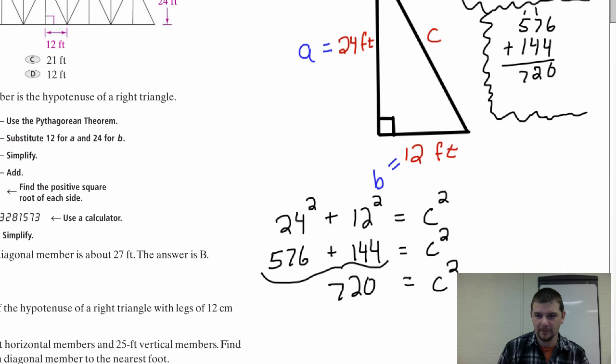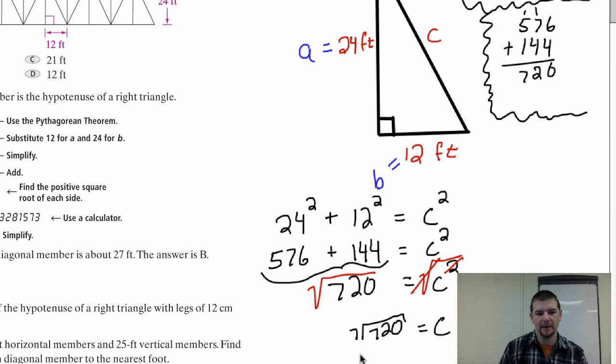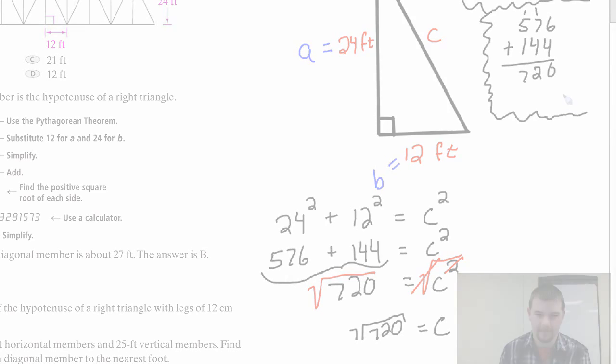And now it's time to use some algebra to perform inverse operations. And again, the inverse of squaring is to apply the square root. The square root of c squared leaves us with just c equals the square root of 720. And 720 is not a perfect square, and so we're allowed to use our calculator to approximate it.